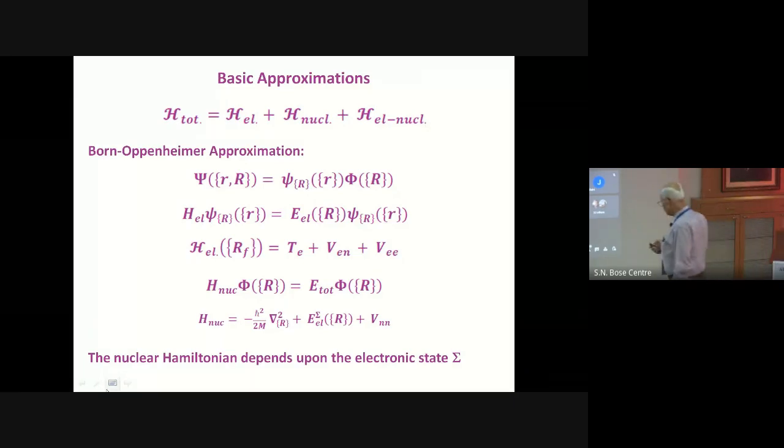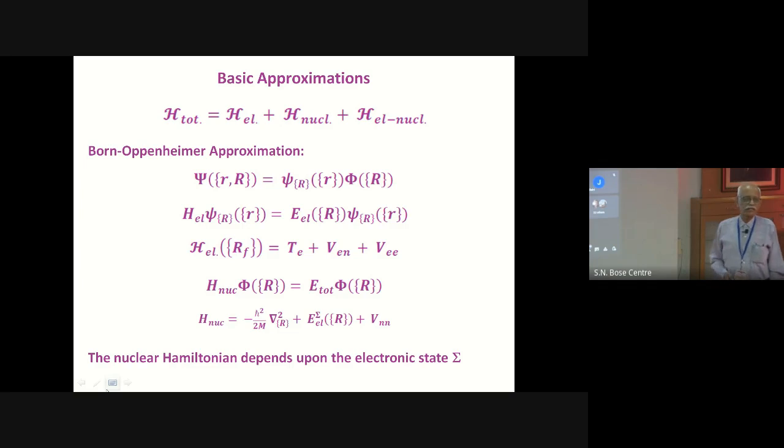So in electronic structure calculations, there are two basic approximations. The first one is called the Born-Oppenheimer approximation. Supposing I try to write down the total Hamiltonian, which has the electronic part, which is actually electron repulsion and kinetic energy of electrons, and then the nuclear part, again nuclear repulsion and kinetic energy of nuclei, and then the electron-nuclear attraction.